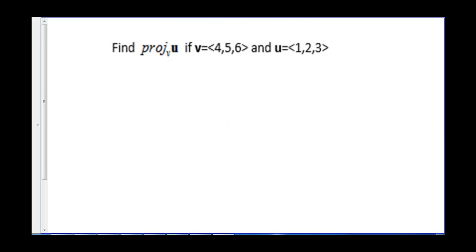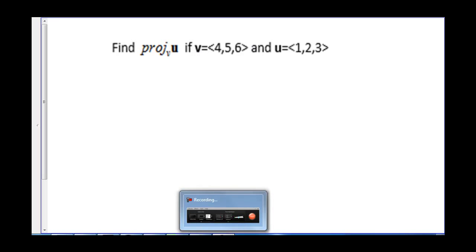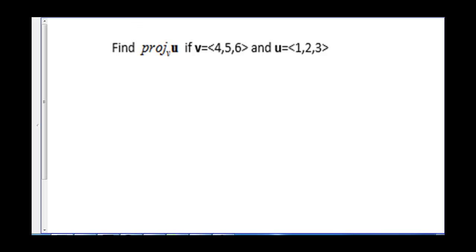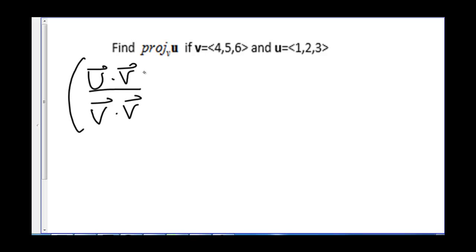Find the orthogonal projection of u onto v if v is the vector 4, 5, 6 and u is the vector 1, 2, 3. So we know that the projection of u onto v is u dot v over v dot v times the vector v.